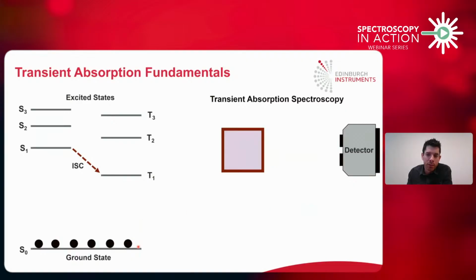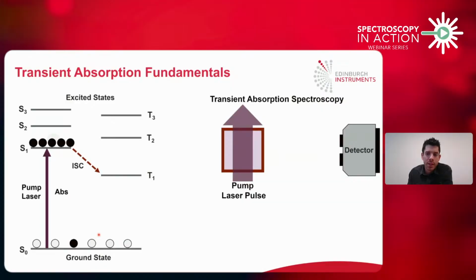We start with a population of molecules, mostly in the ground state. We excite with a high energy laser pulse. We need a high concentration of our initial sample, roughly between 0.2 and 0.5 optical density at the excitation wavelength, and a high photon flux of excitation to achieve a good concentration of excited state species.